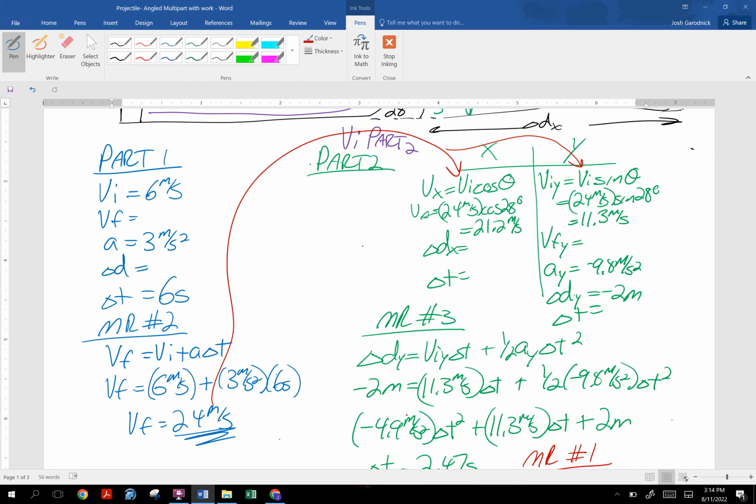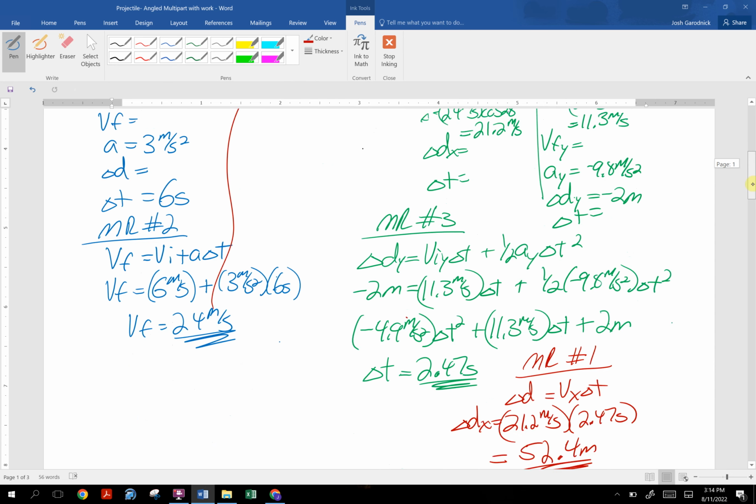And I should have been able to see, all right, I have enough information here to get VF, which I could put over here to get VI. And once I get VI, I can get VX and VIY. And then once I get that, I have enough information to get time, which I can bring over here to get delta dx. I could have just seen that because of how organized my work was. You should be there too.